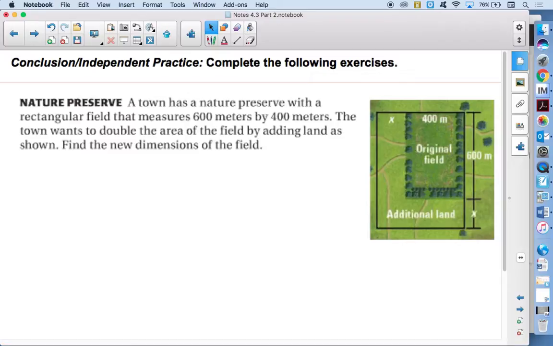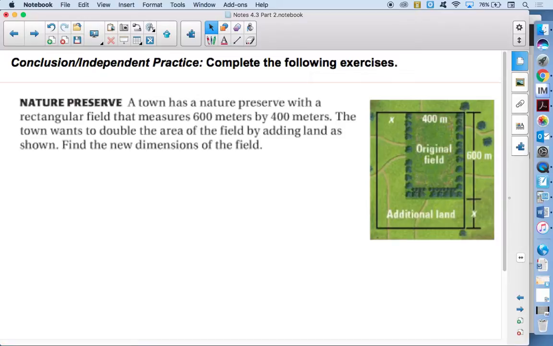A town has a nature preserve with a rectangular field that measures 600 meters by 400 meters. The town wants to double the area of the field by adding land as shown. Find the new dimensions of the field. Now, one thing to note is that this is obviously not drawn to scale because it looks like the x on the length is different from the x on the width. But if they're the same x, they have to be the same distance. So we have this original field right here, 400 by 600.